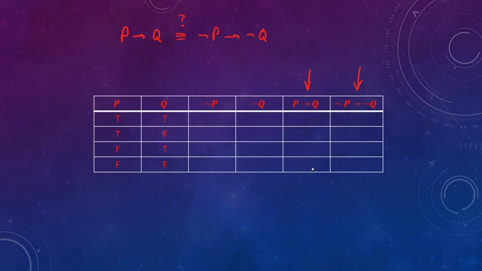So pause the video here, take a couple minutes or so, and fill out this table on your own, and see on your own if these two things are logically equivalent or not. See if you come up with the same truth values in the final two columns there. So pause it now, and once you think you have it, press play, and we'll see if you are right.